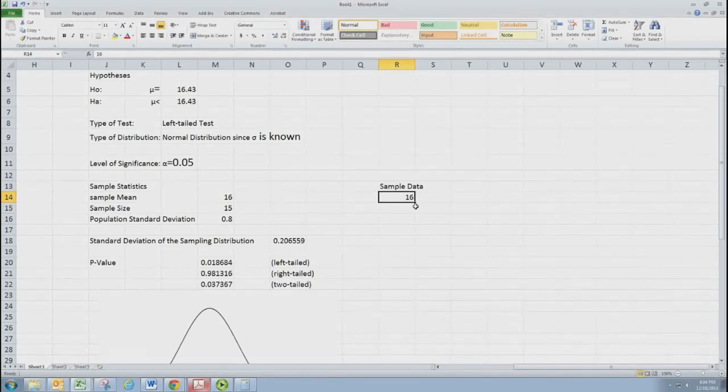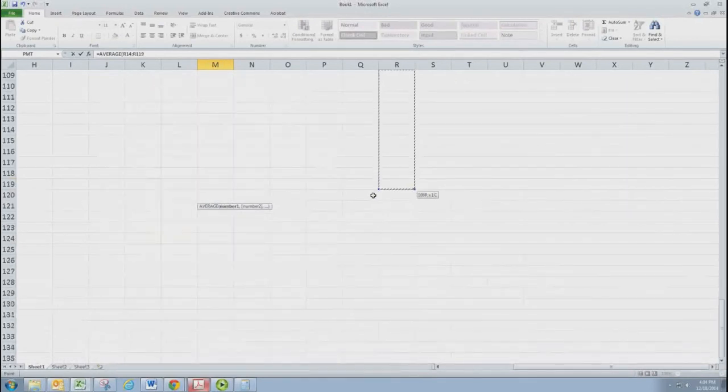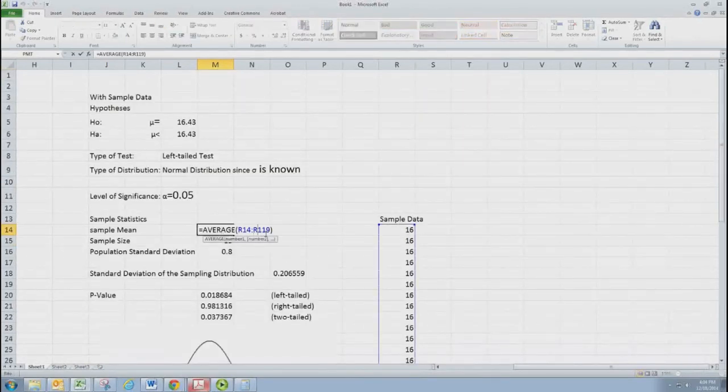So 16. And let's get 15 of those, right? So here's 15 numbers, and the sample mean is 16, just so the numbers actually match up. In general, you'll have a list of data there, and then the sample mean will be average, and then we'll just go ahead and select that. I can go way down here and not really cause any problems, and that way, if I have a longer data set later on, as long as it doesn't go past row 119, it'll just include those numbers. And when you have blank cells, it doesn't include the blank cells. So that'll work really well there.